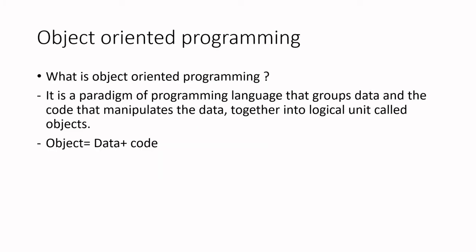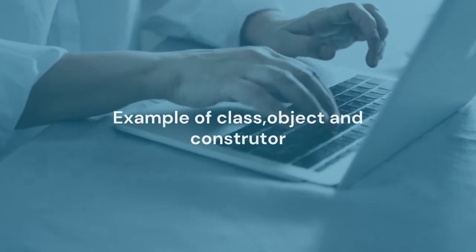Now let's see what is object oriented programming. It is a paradigm of programming language that groups the data and the code that manipulates the data. The data is instance variables and the code are the methods which manipulate the data, together into a logical unit called objects.